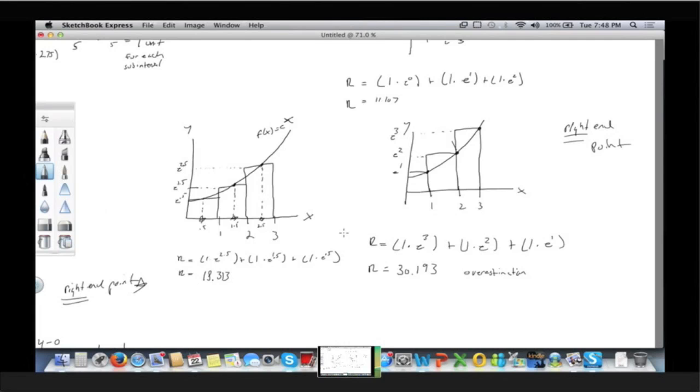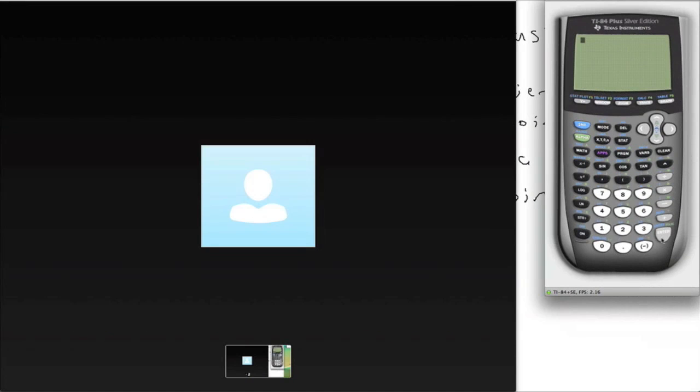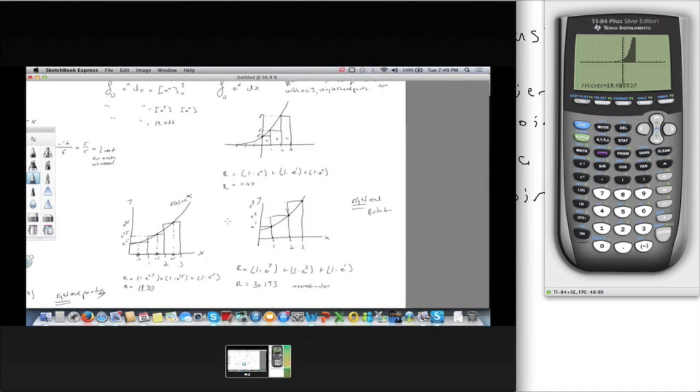You can see if we used 1,000 rectangles, it would be a great approximation. Let's also do that on your calculator and get the exact value on your calculator. Okay. I get 19.085537. So you got the same answer. Same answer as before.